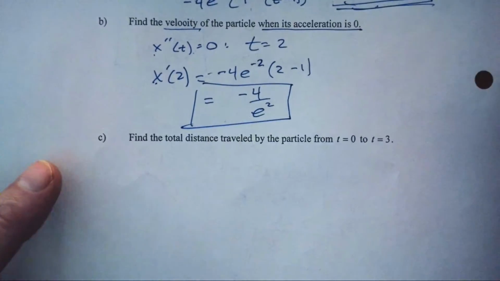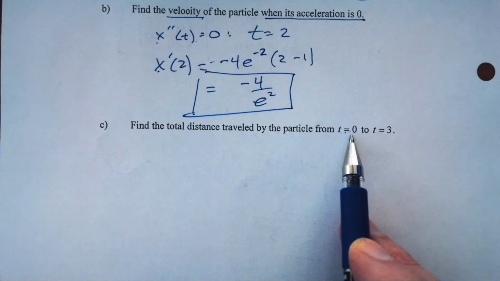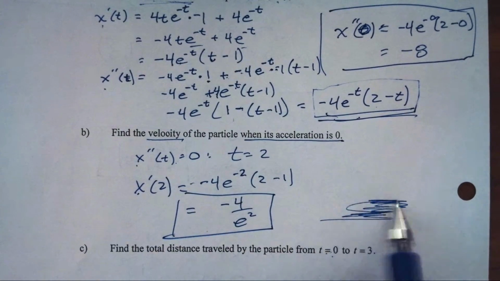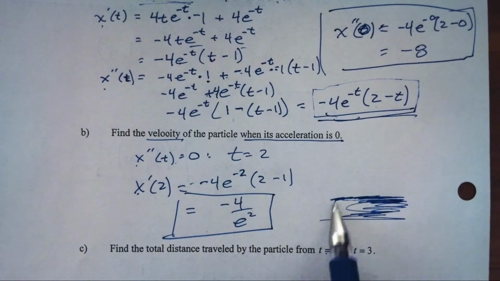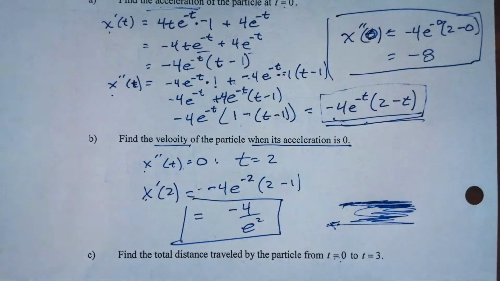Now C, find the total distance traveled from time equals 0 to 3. Here's the problem. I might be on this x-axis just moving all over the place, moving miles and miles and miles and miles, and end up right back near where I started. But my total distance would be how far we moved right, how far we moved left, add them all together. So I need to know when I'm moving right, when I'm moving left.